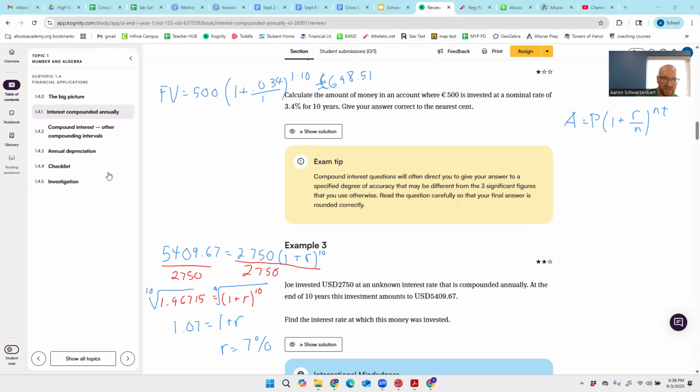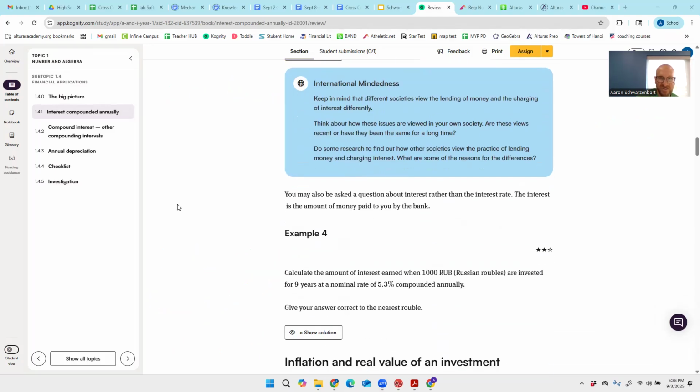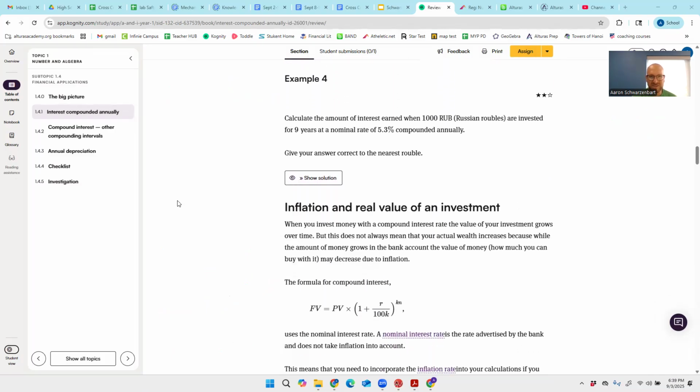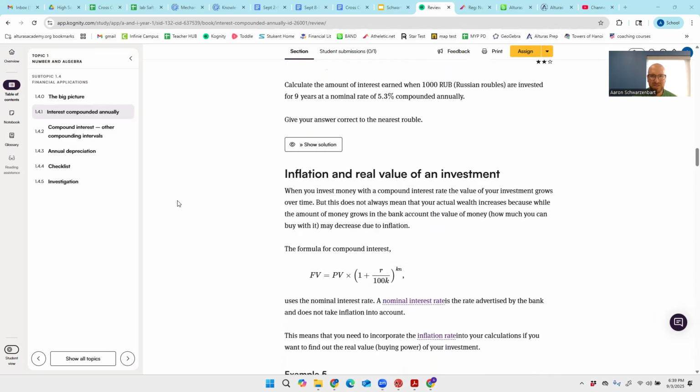So a slightly different version of it you're now having to solve. International mindedness: yes, different societies view lending money and charging interest differently. Think about the views in your own society, and they will use a lot of different currencies. So calculate the interest earned, here in example 4, when 1,000 rubles, Russian money, are invested for 9 years at 5% annually.